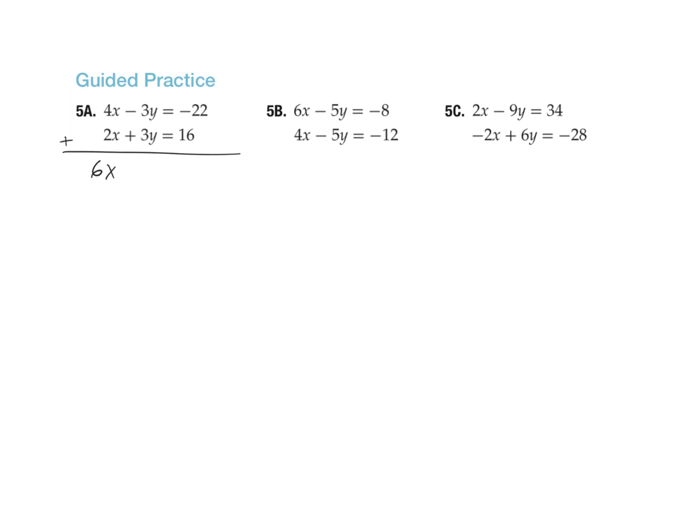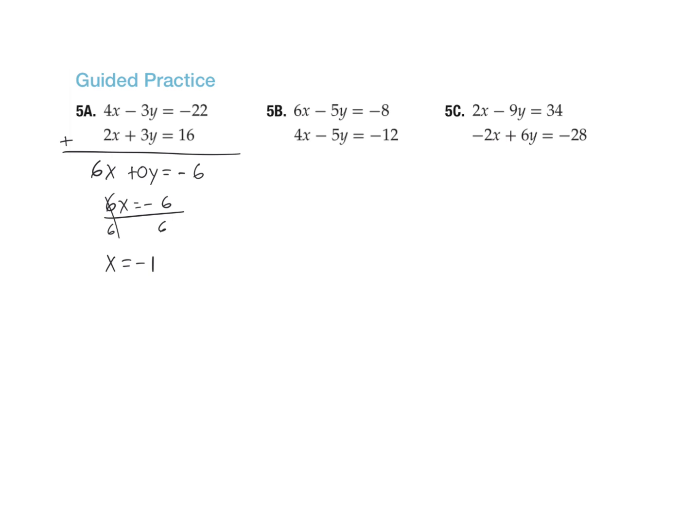So this will become 6x. The y's are going to cancel out, so I'm just going to write 0y for the time being. And then I have 22 and 16, which gives me a negative 6. So this will be 6x is equal to negative 6. I'll divide by 6 on both sides and get x is equal to negative 1. If I were to do the x, I would just multiply one of them. But let's see as we move on if there's anything that we can do. For now, let's just go ahead and plug that negative 1 in.